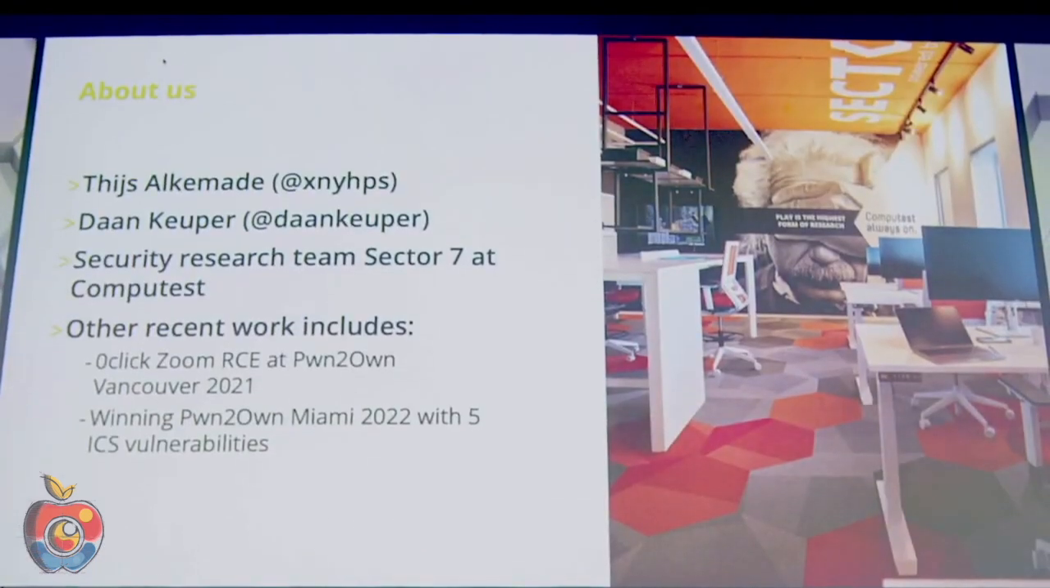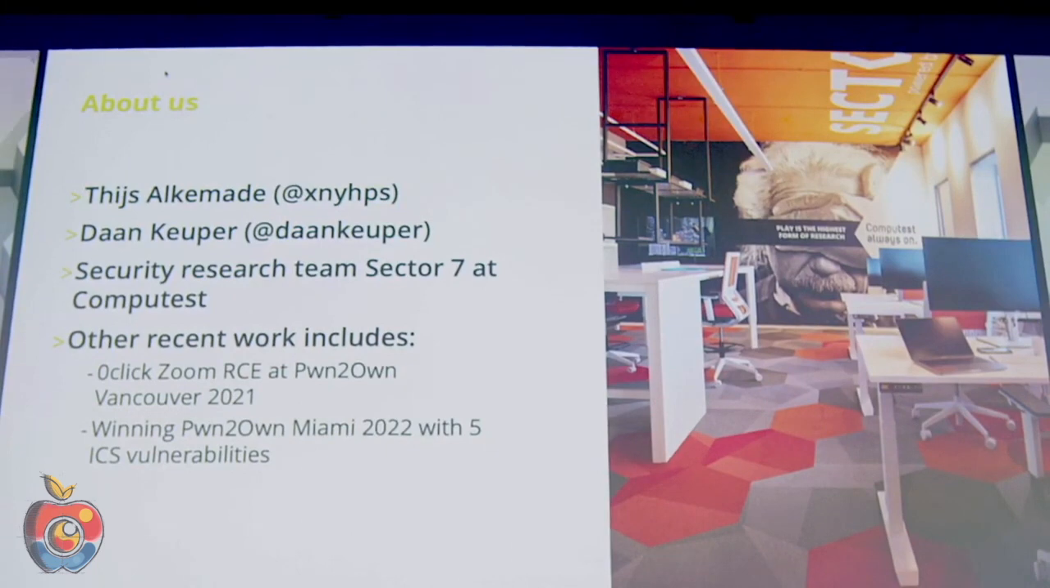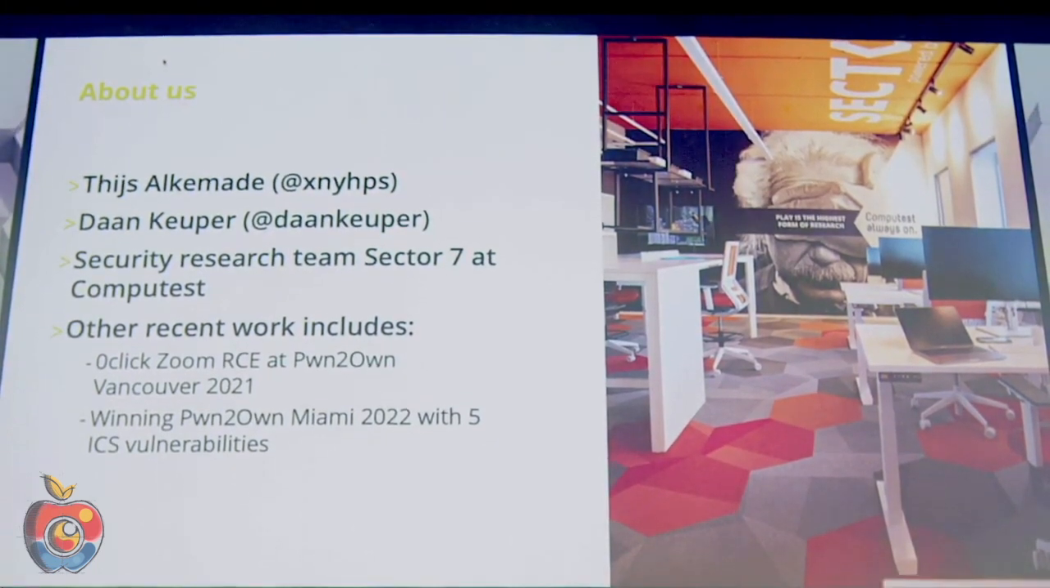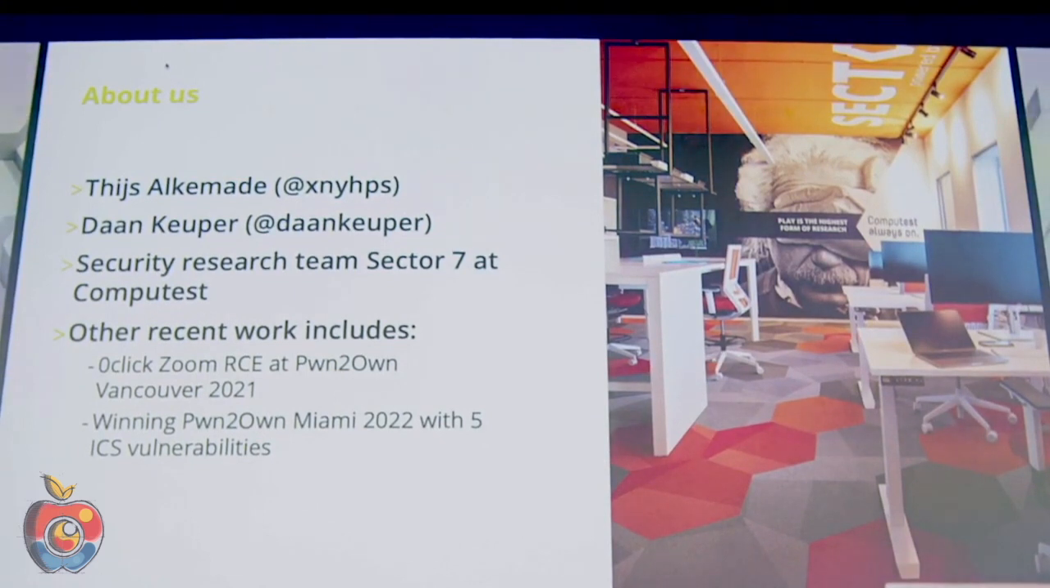I'm Thijs A. I'm here together with my colleague Daan K. We are the security research team at Computest. We are the research department that we call ourselves Sector 7. Computest is a security company in the Netherlands doing stuff like pen testing, incident response, SOC. But we don't work for customers, we just do research to help make the world better and to talk about it and to publish about it at places like this.